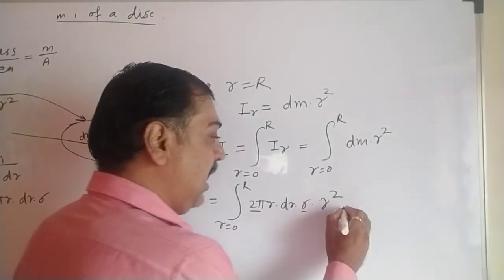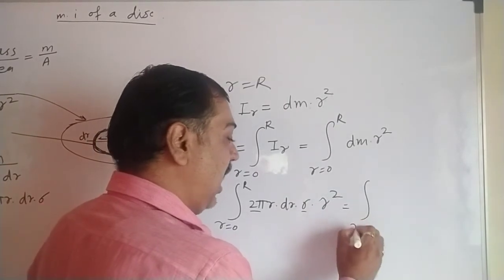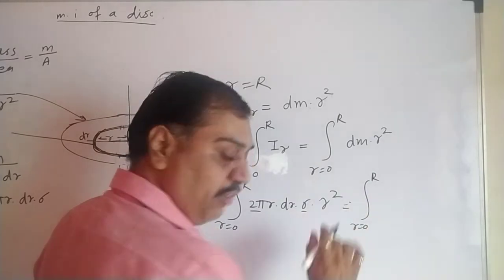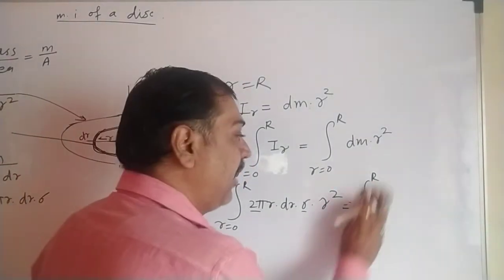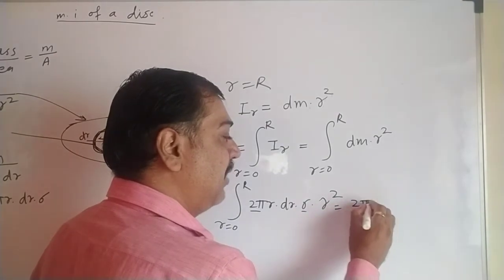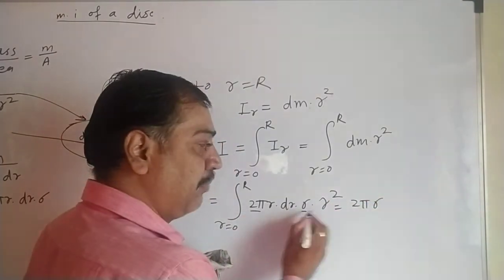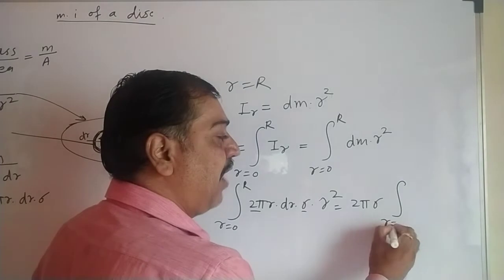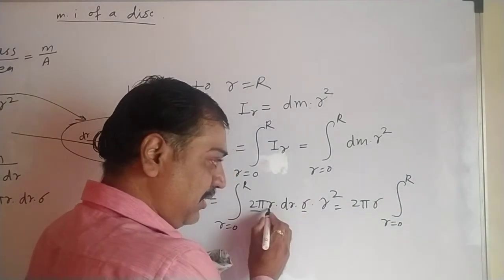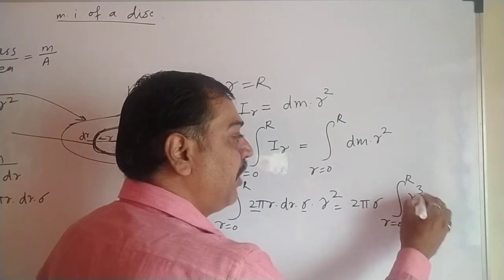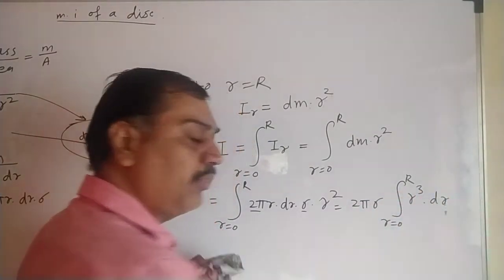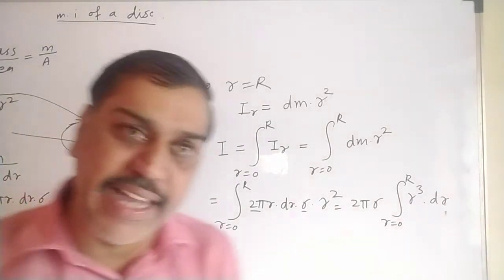So we can write this equal to integration r varies from 0 to r. So here, first we will take common terms. Constant terms should be taken outside. So the same equation can be written as 2 pi sigma, integration r varies from 0 to r of, this is r square and this is r, it is r cube dr. Integration of r cube is what? R to the power 4 divided by 4.